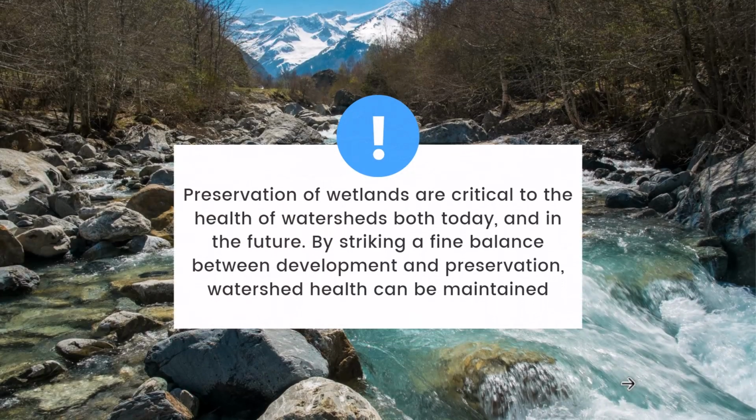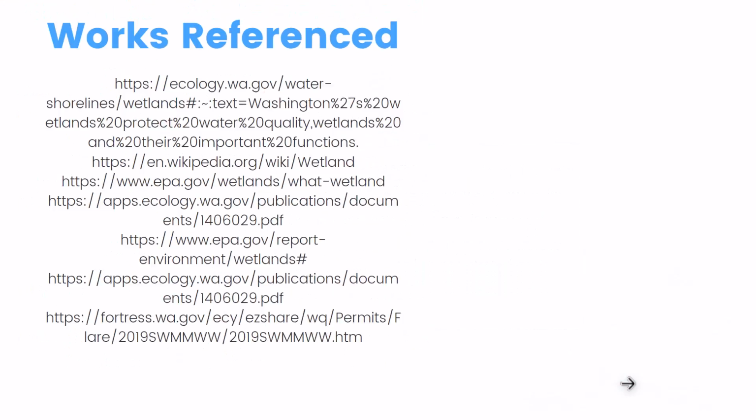Preservation of wetlands is very critical to the health of watersheds. So it's not just about preserving the nature and the wildlife in those wetland areas, but it is also very important to maintain the health of the watersheds for today and in the future. By striking a fine balance between development and preservation, watershed health can be maintained.